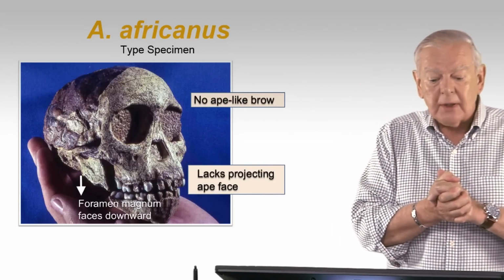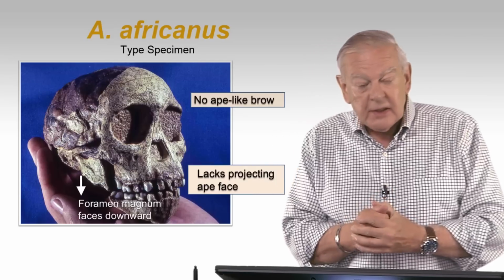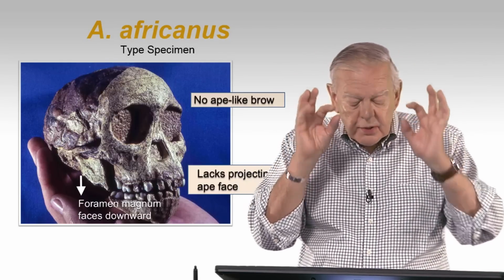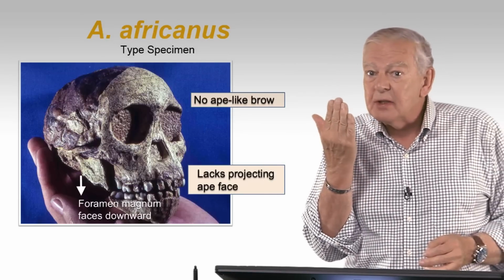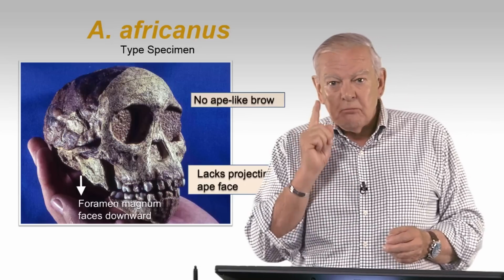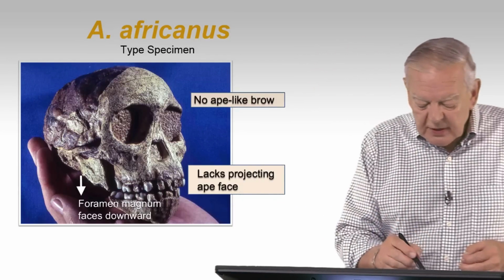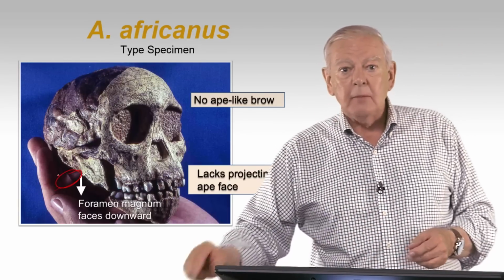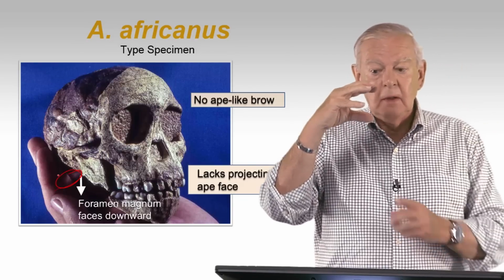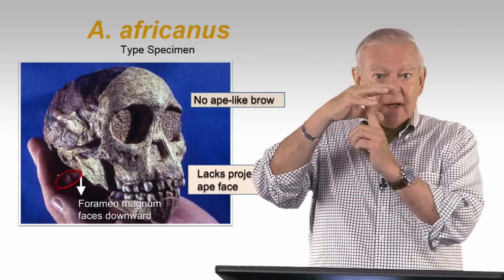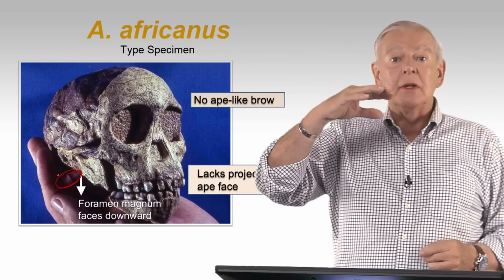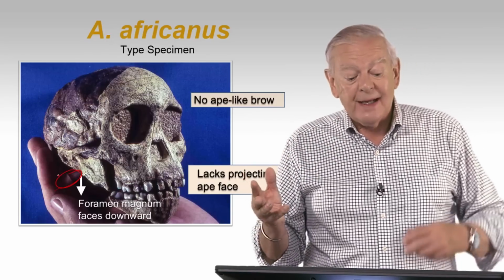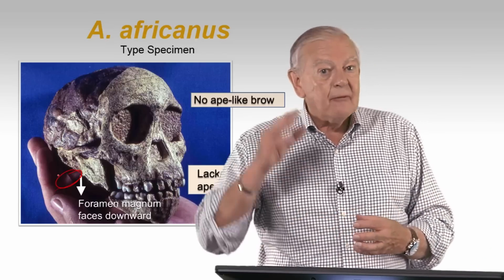Well, so what's it look like? This is what it looks like. It didn't have an ape-like brow. Okay, you remember looking at chimps and gorillas, how they have very big brow ridges atop. It didn't have a very projecting face. It had a fairly flat face. And most importantly, he was able to see where the foramen magnum was. And the foramen magnum was at the bottom of the skull. So it meant, not at the back, but at the bottom, it meant that this was from an upright creature. And this is what really convinced him that this belonged on the human family tree and not the ape family tree.